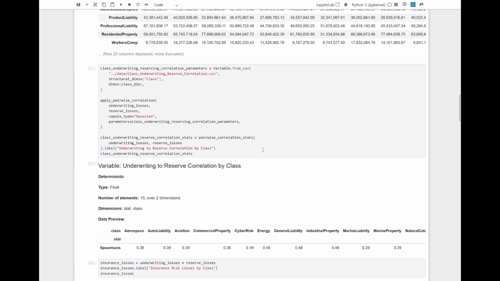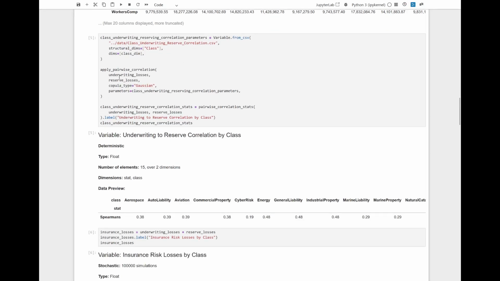Now we want to start applying the correlations. With method 1, we said we were first going to correlate underwriting risk to reserve risk within each class. So this is the data we're bringing in here. We've got a class level underwriting to reserving correlation data file, and it's got a class dimension. We're going to bring that data in, and then we're going to use the apply pairwise correlation function to correlate the underwriting losses to the reserving losses, but this is going to happen pairwise.